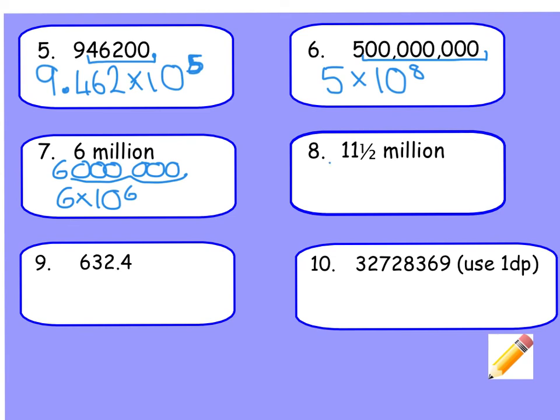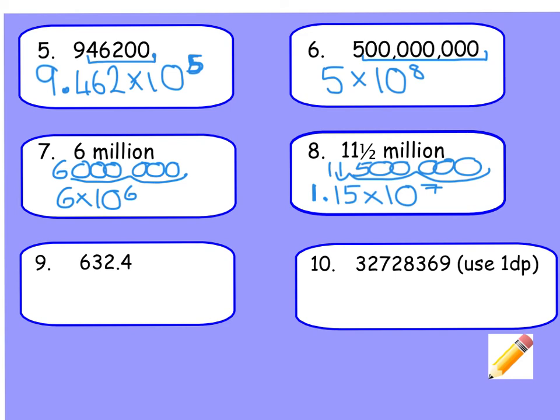Right, 11.5 million. So that is really 11,500,000. Now that would be not 11.5. You put a decimal point after the first number. So it's 1.15 times 10. But how many places are we moving it from the end? So we're moving it 3, 6, 7 places. So that's 1.15 times 10 to the power 7.